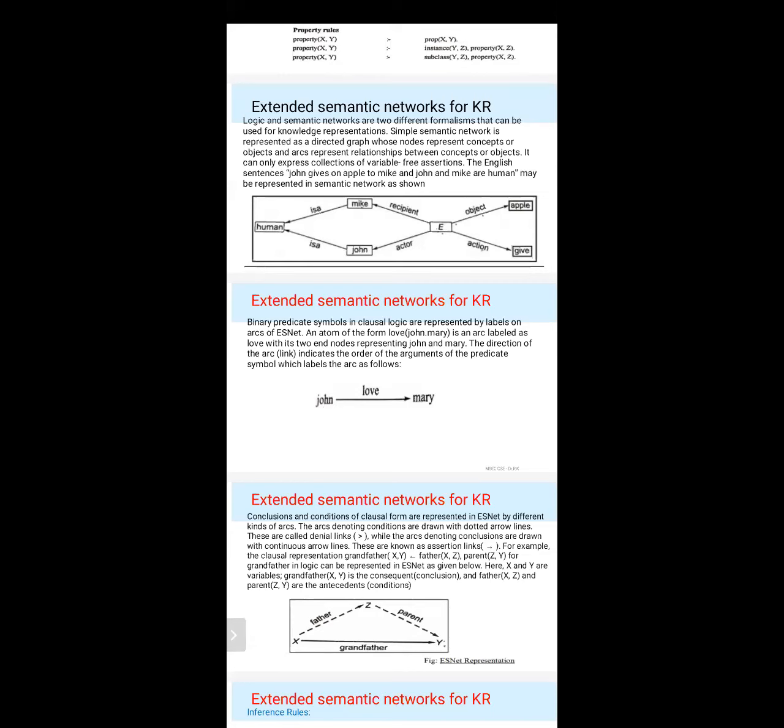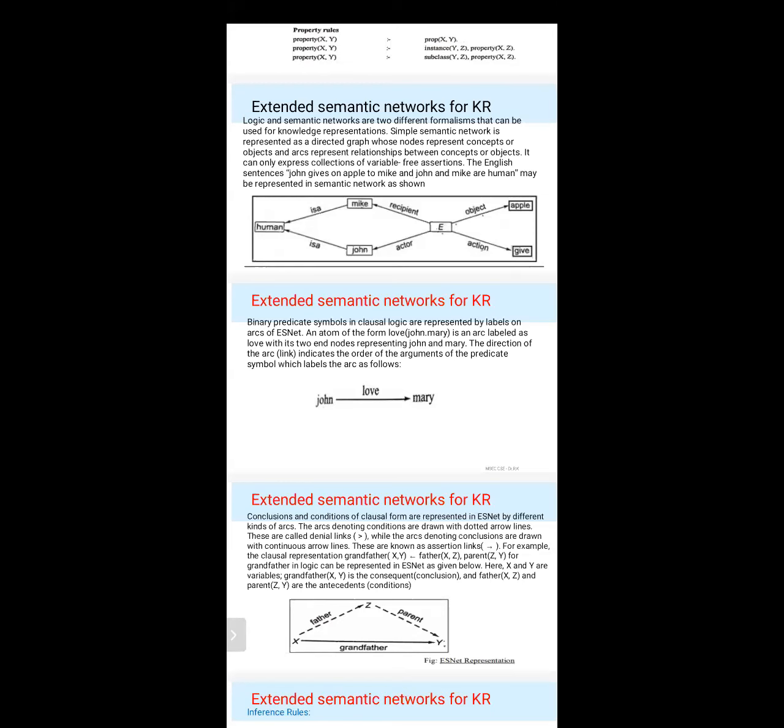Next, the object for E is apple. Apple is an object, and give is an action here. Give means action, apple is an object. Next, extended semantic networks for knowledge representation are represented like this.